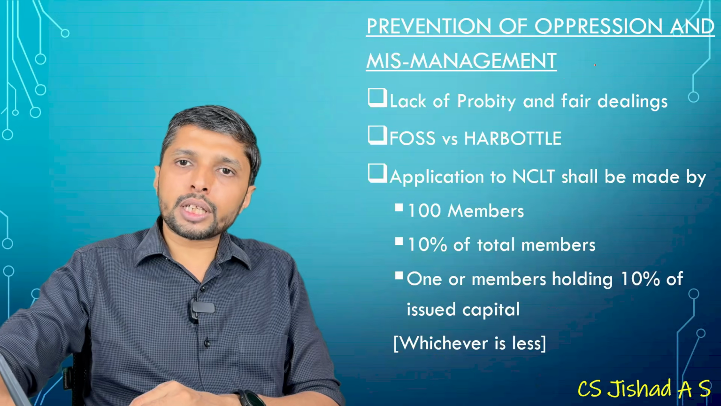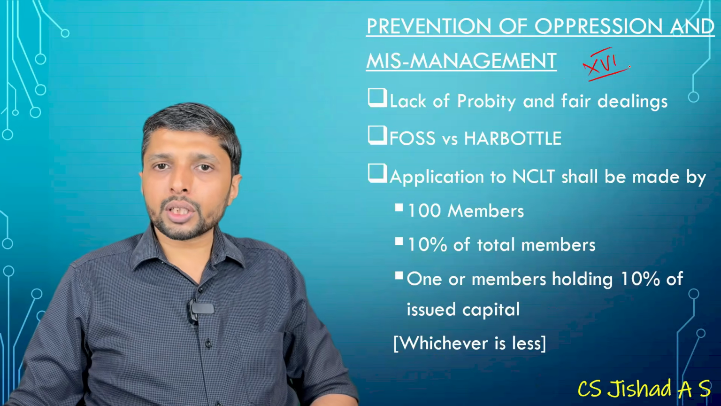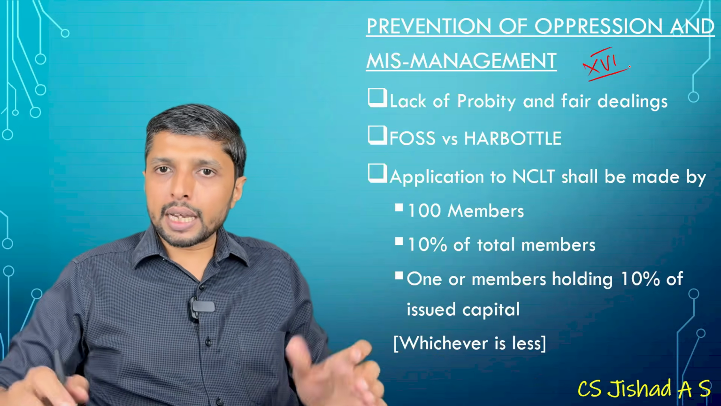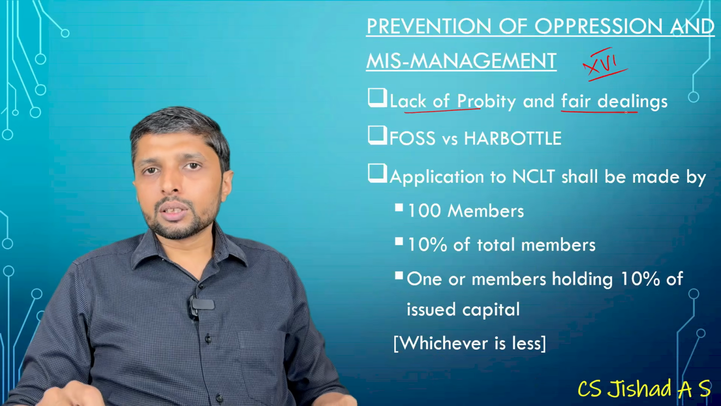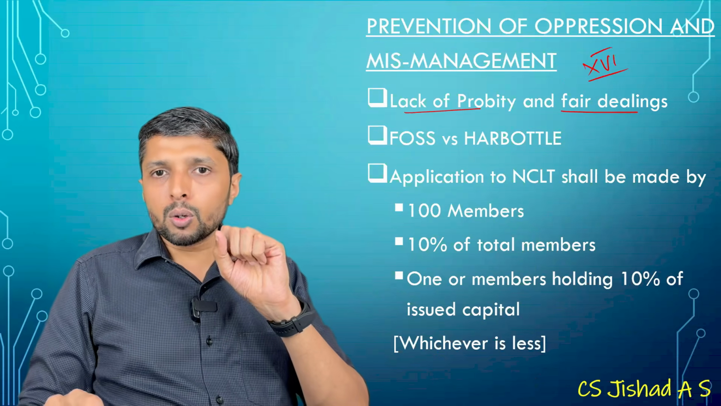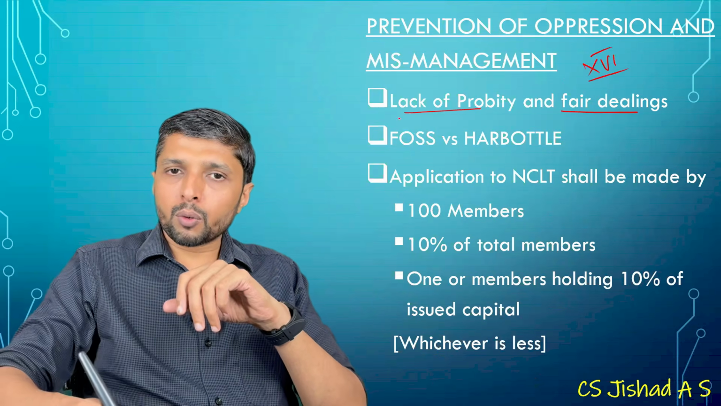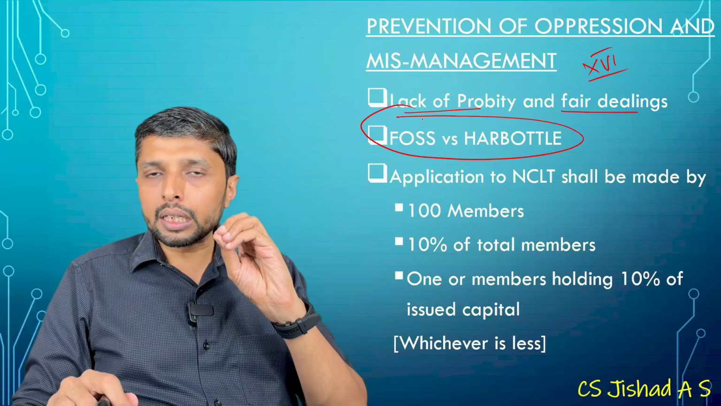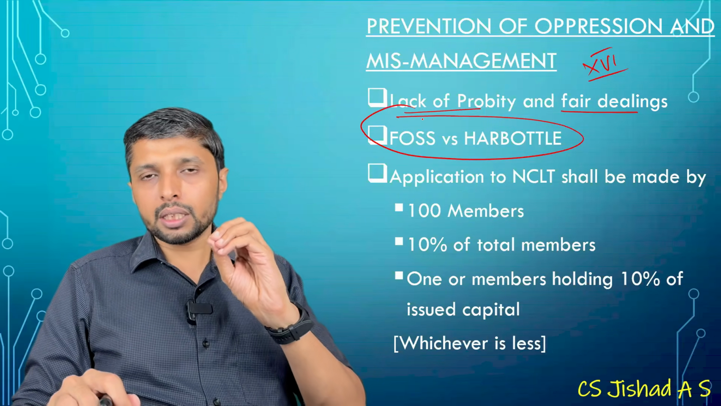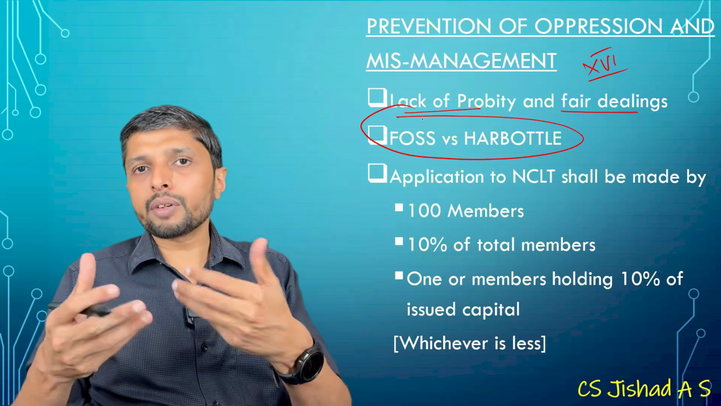Now we can move to chapter 16 of the Companies Act, which is prevention of oppression and mismanagement. Oppression means lack of probity and fair dealing, which is explained in the case of Foss versus Harbottle. The Foss versus Harbottle rule specifies that normally the court will not intervene in the internal affairs of the company. That means if the company has any issues, they can solve them themselves.